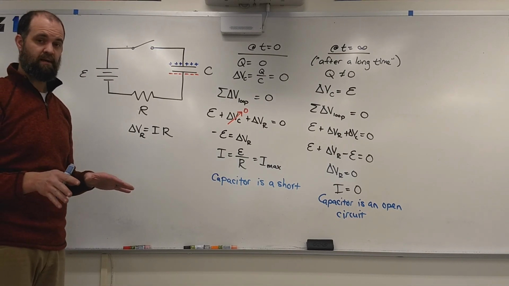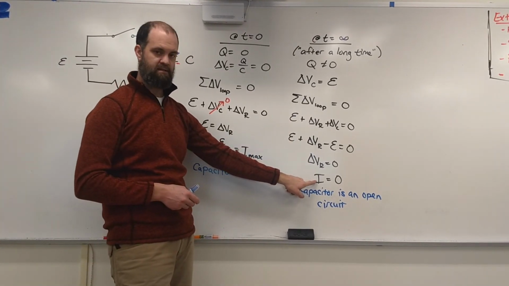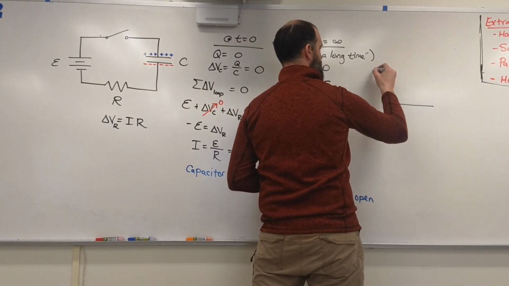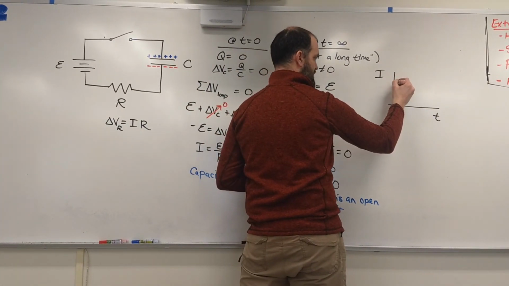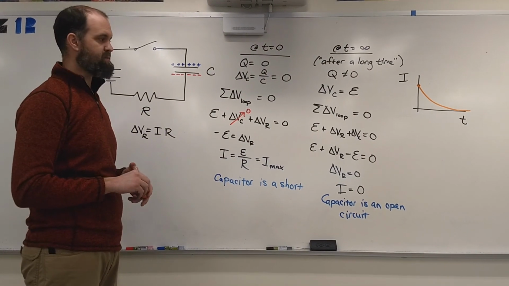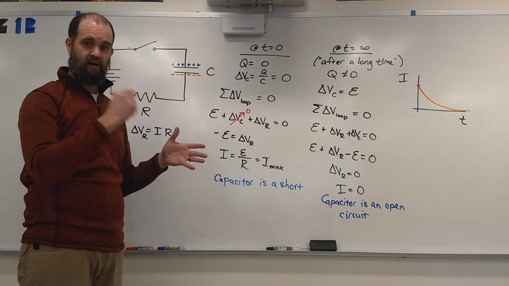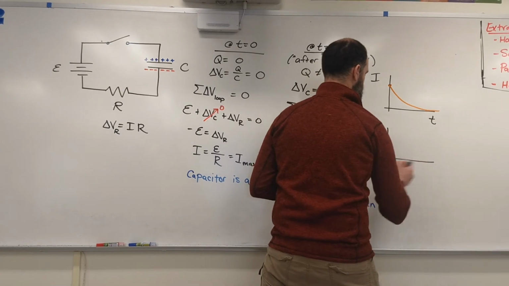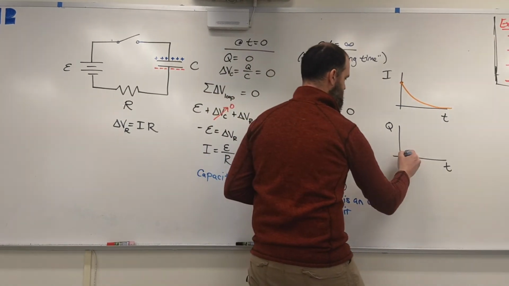Think about what's going on over time. This current starts off at some maximum value, but then it slowly decays to 0. If you were to look at this graphically, you would find that the current over time is going to start off at some max value and then decay exponentially to 0, following a very specific pattern. The charge on the capacitor is going to behave exactly the opposite way, starting off at 0 and increasing exponentially to some maximum value.